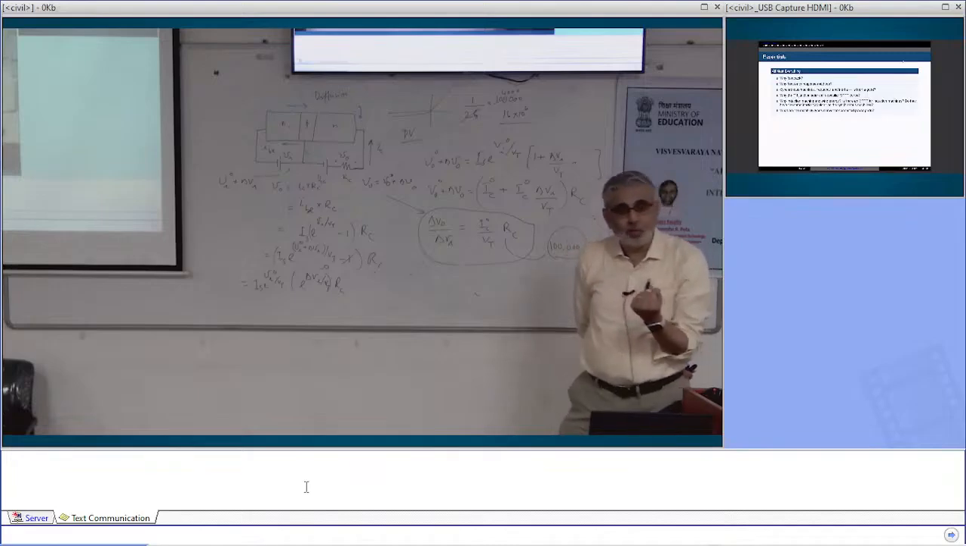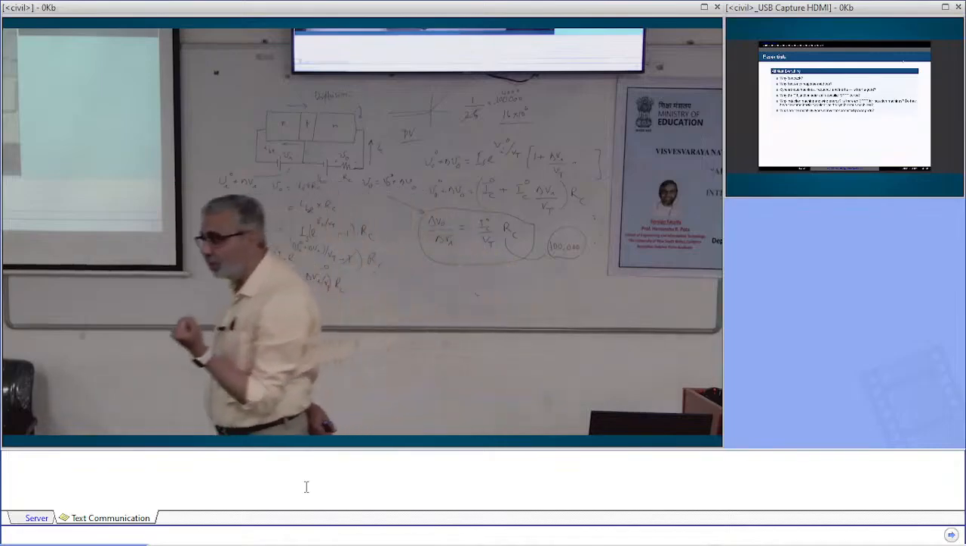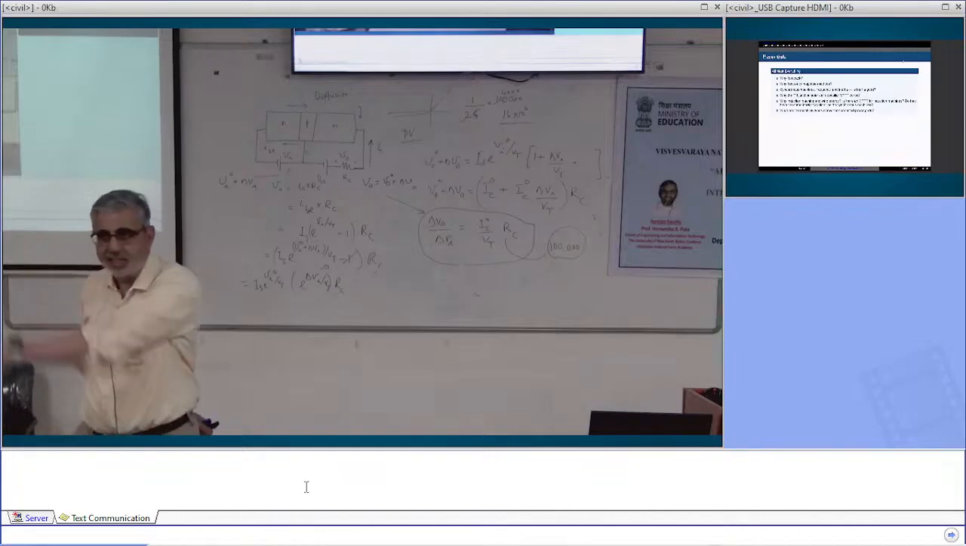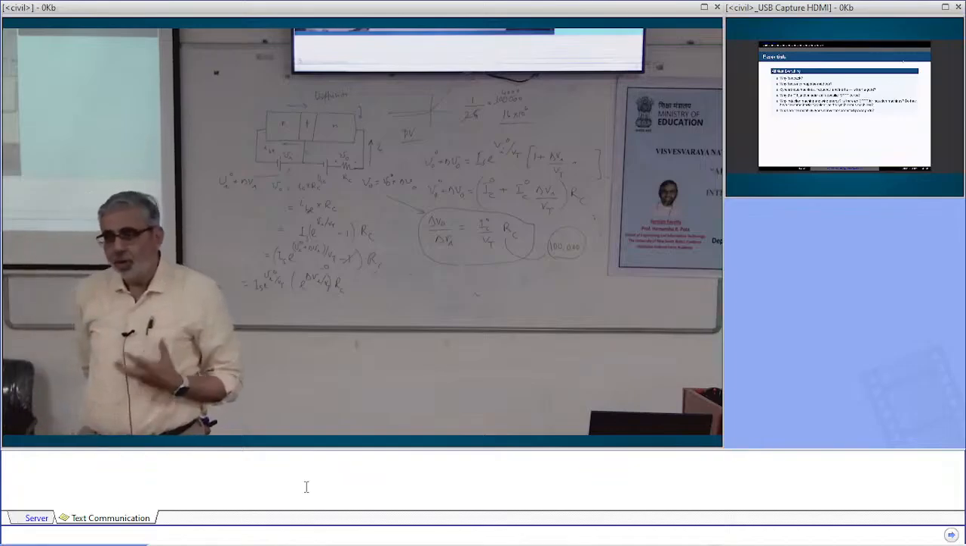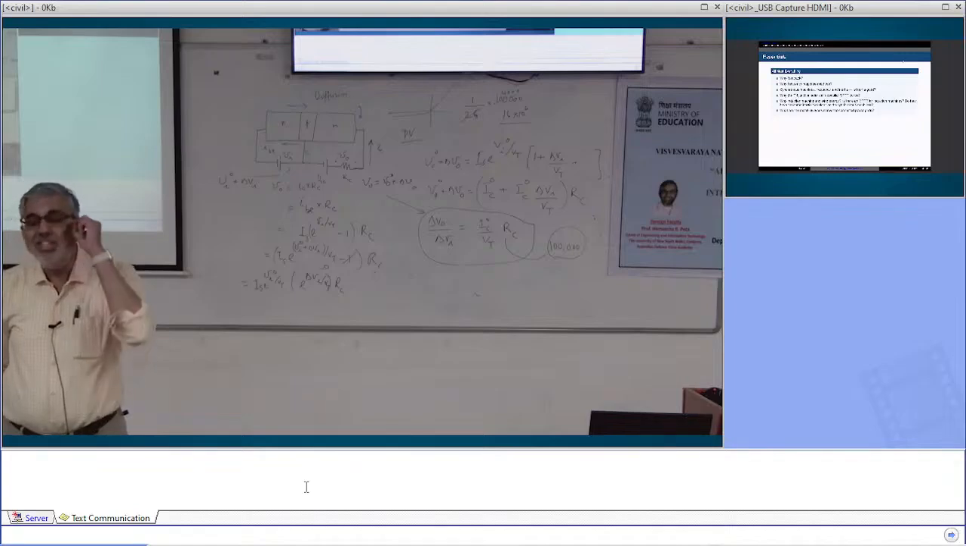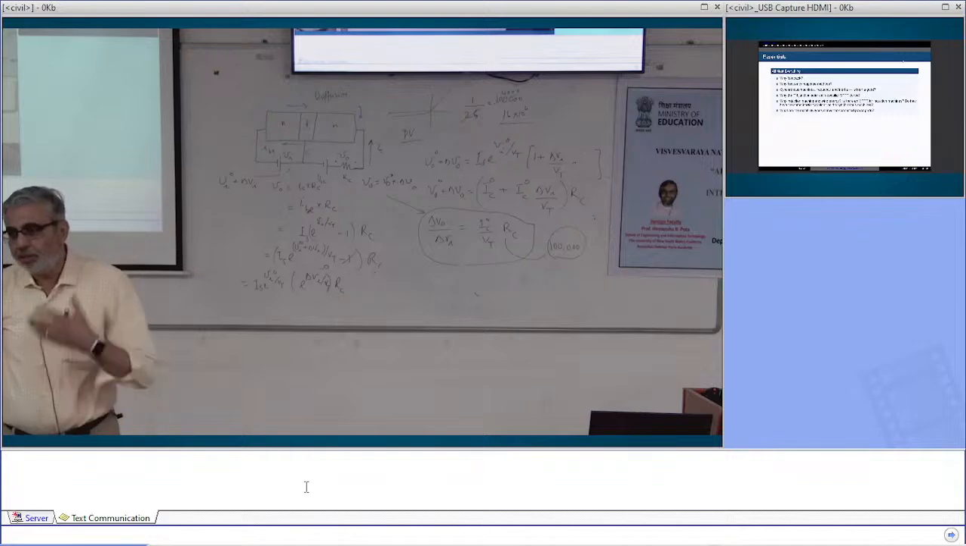In a transformer, where does the output power come from? When you have a transformer, the output power comes from input power. V primary, I primary equals V secondary, I secondary. So you are not introducing any power, you are just changing the voltage levels. But here, you change voltage levels and inject a huge amount of power. So that is the basic principle.